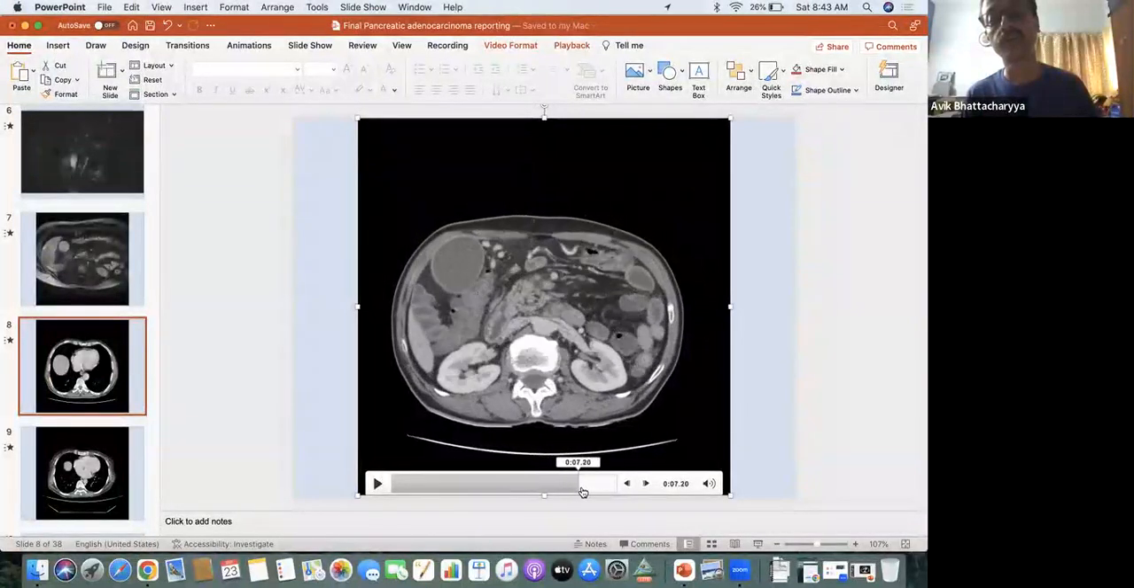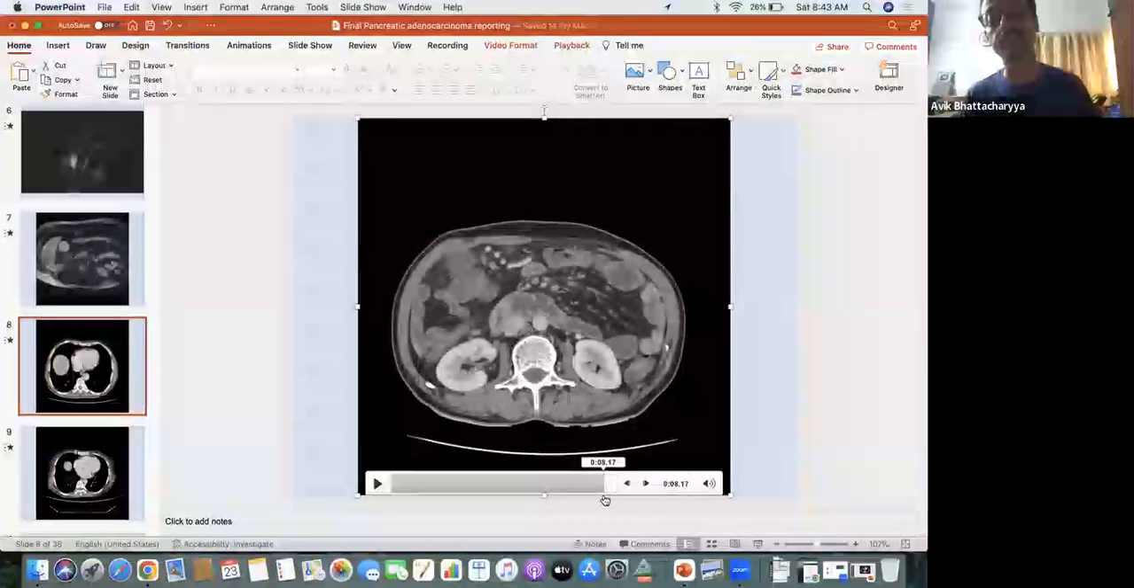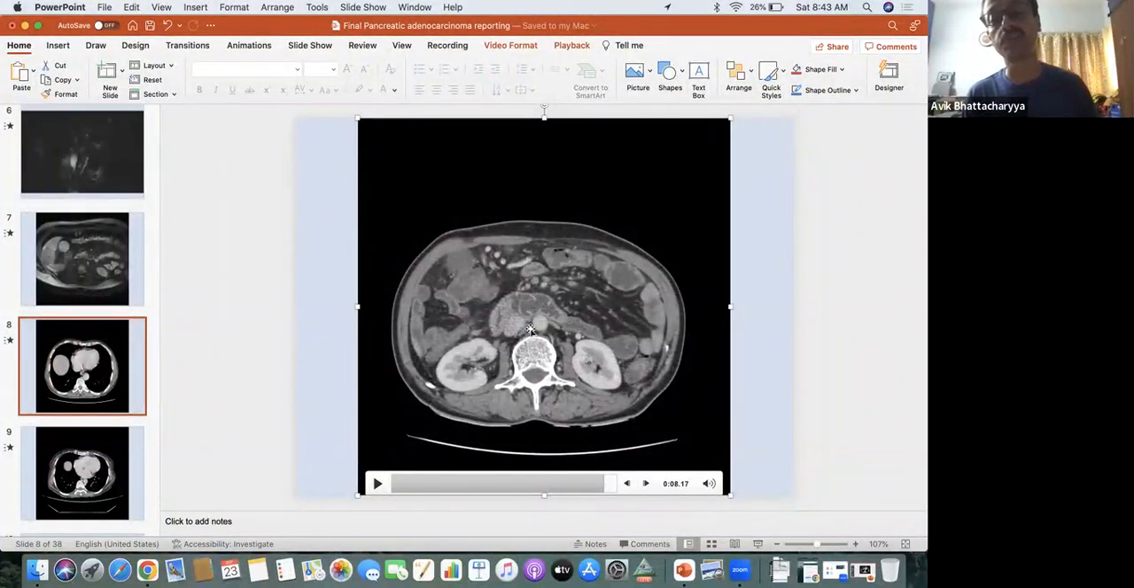If I further go down, it's finished. This is the third part of duodenum. This is the third and fourth part of duodenum. This is aorta. This is inferior vena cava. Now I am going up.